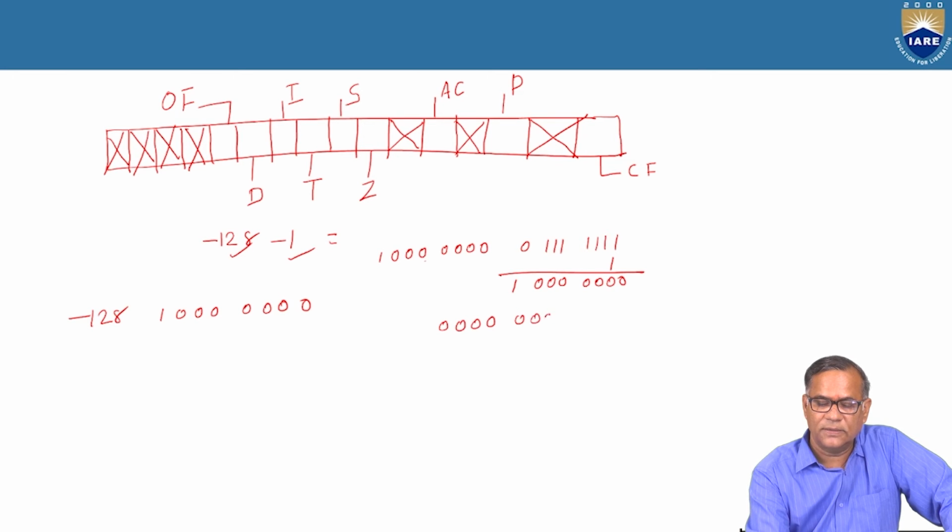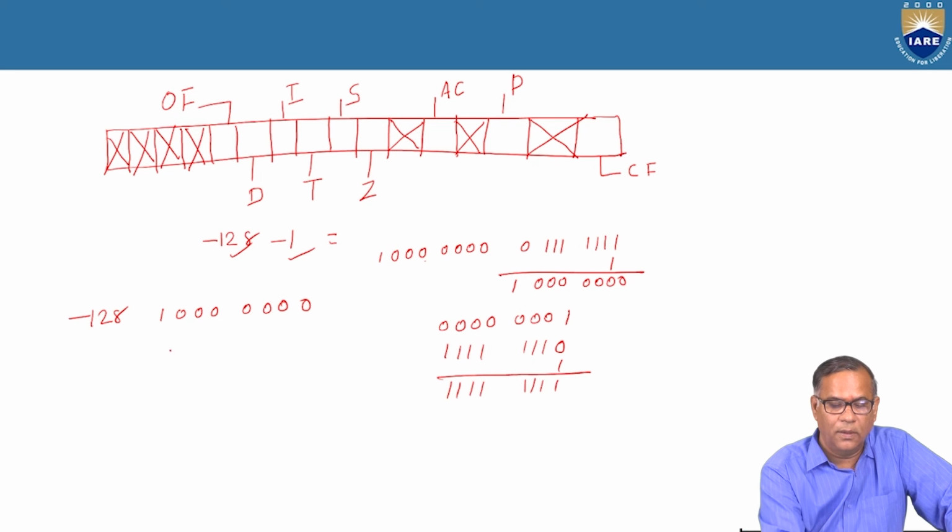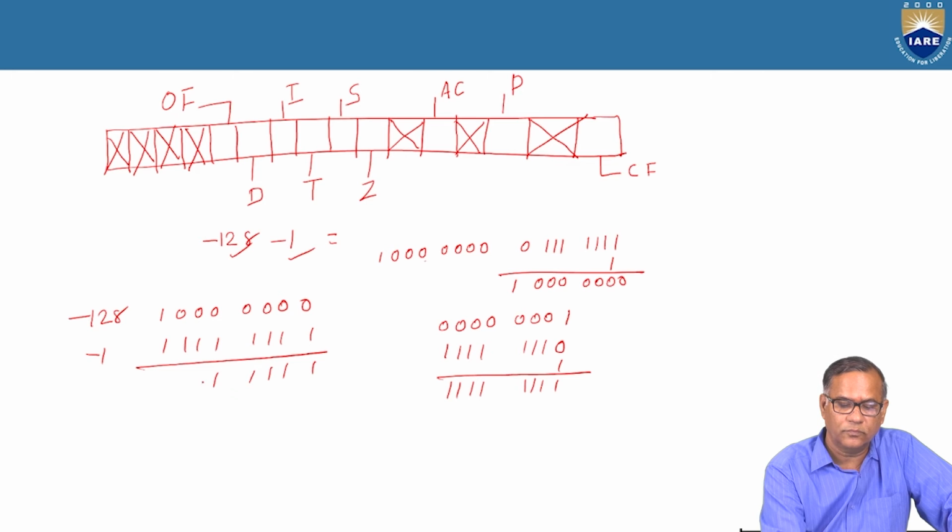you have like this. This is 1, and minus 1 means you take a complement. Then this becomes 1, 1, 1, 1, 1, 1, 1, 0. Then add 1 because you are taking the 2's complement. So you get all ones. So this is minus 1. So once you are adding this, you get 1, 1 is 0, 1.